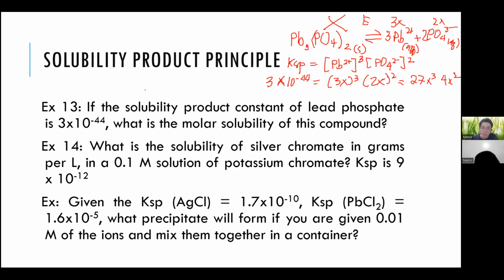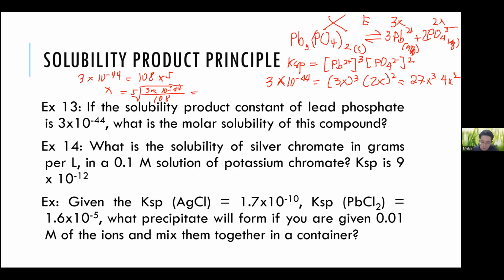Okay, very good. So, ngayon, 3 times 10 to the negative 44 is equal to 108 x raised to 5th. So, para makuha mo yung x, this is equal to the 5th root, no? Ng 3 times 10 to the negative 44 all over 108. Very small, no? So, kaya ba ng calcul natin yan? Oy, solve mo, Josh. Yes, kaya ng calcul natin. 5th root, that is 3 exponent to the negative 44 over 108. Josh, anong sagot mo? 7.74 times 10 to the negative 10. Very good.